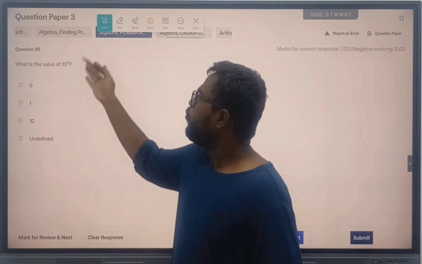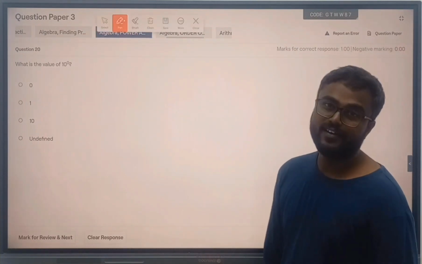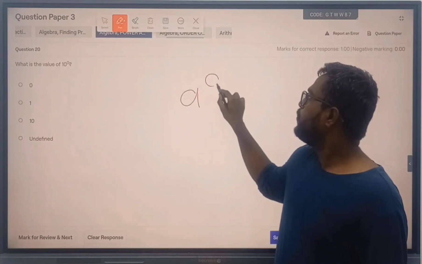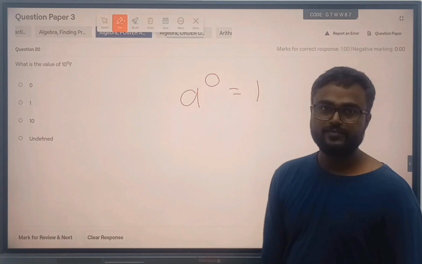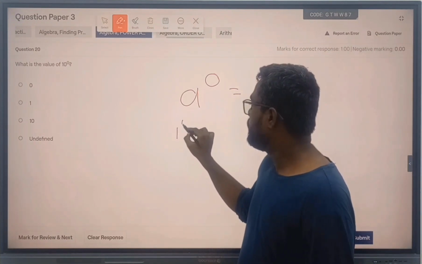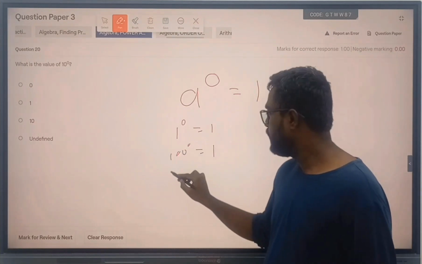Okay, what is the value of 10 to the power 0? Now, remember, anything to the power 0 is 1. Anything means literally anything. 1 to the power 0 is 1. 100 to the power 0 is 1.